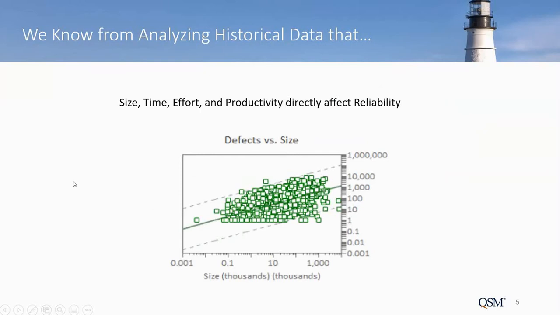Now, the size, time, effort, and productivity actually directly affect reliability. And we know that from analyzing historical data. Here's another snapshot from the QSM Industry Database. This relationship is defects versus size. Again, there's a slight slope in the data. On the horizontal axis you see size, and on the vertical, we see defects. As the projects get bigger, we tend to find more defects, and that's what that view is basically telling us. So it's all connected: size, time, effort, productivity, directly connected to reliability.